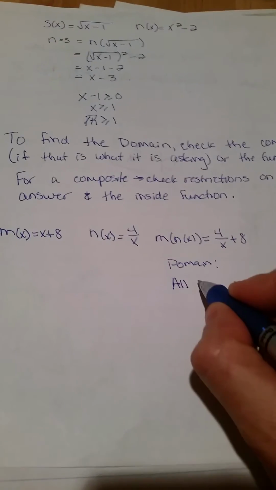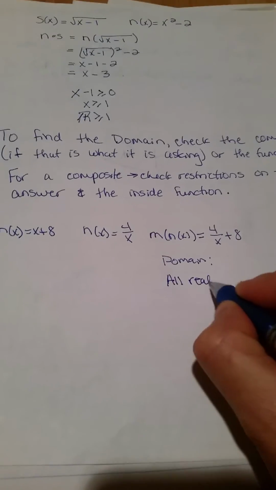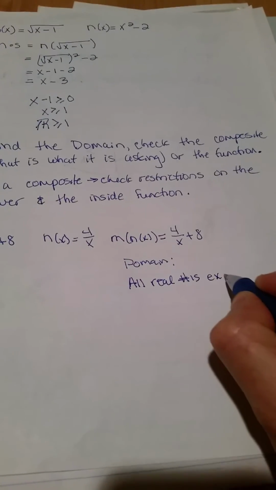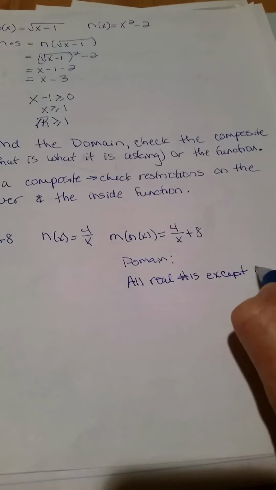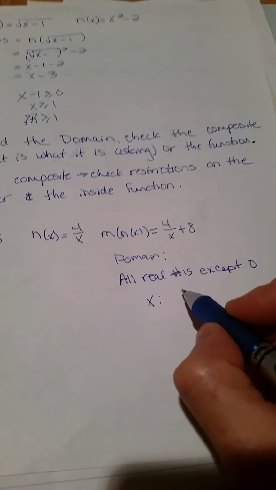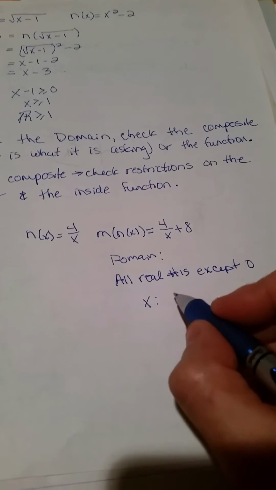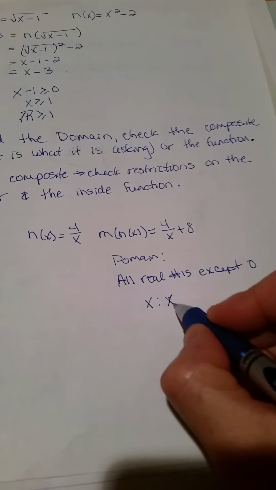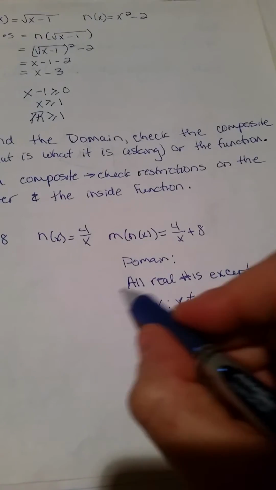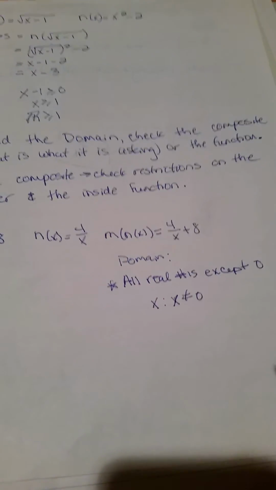So it's going to be all real numbers except 0. Or you could say, you know, x cannot be equal to 0. This is really the better answer here.